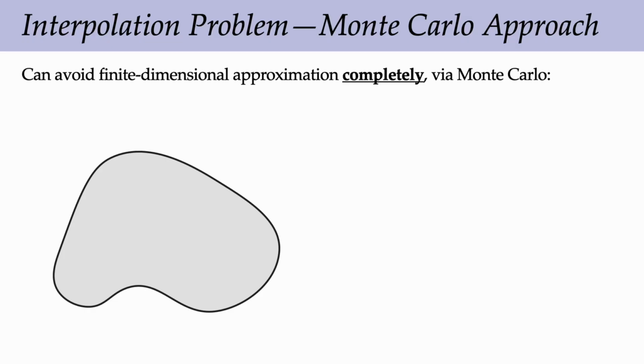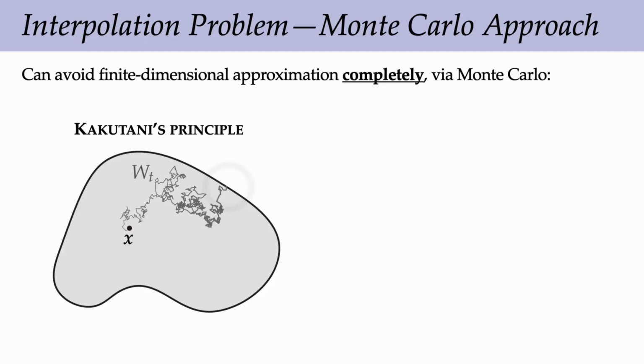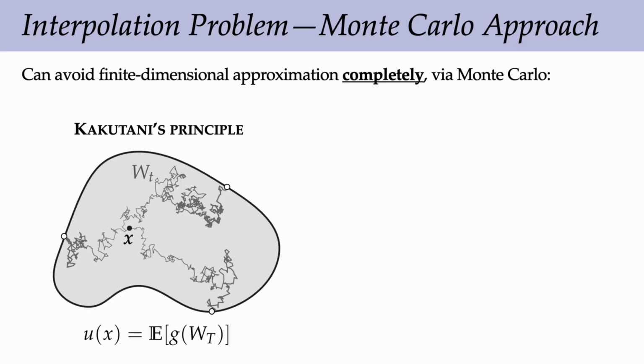For the Laplace equation, this starts with something called Kakutani's principle, which says that if I want the solution at a point x, I can just take a bunch of random walks to the boundary, grab the boundary value g, and then take the average or expected value of those boundary values. There's only one problem, which is, well, how do I simulate a random walk? It feels like I still have to take little finite time steps.